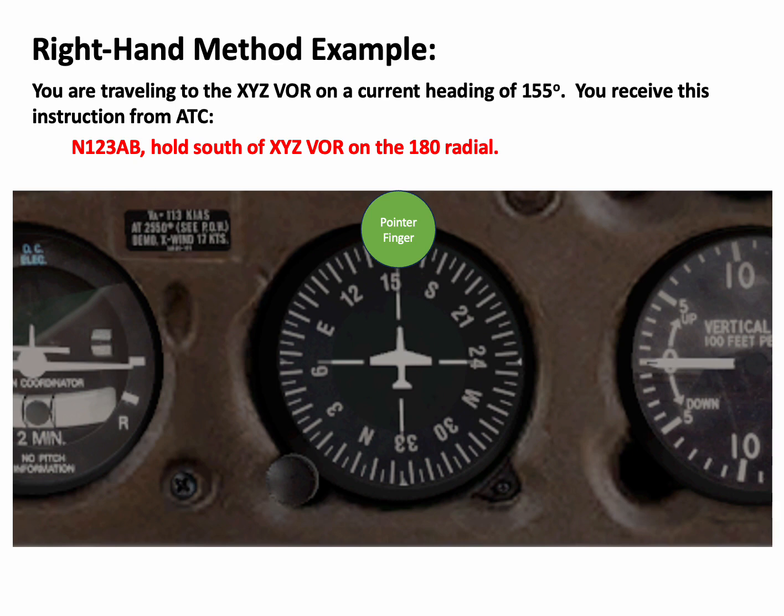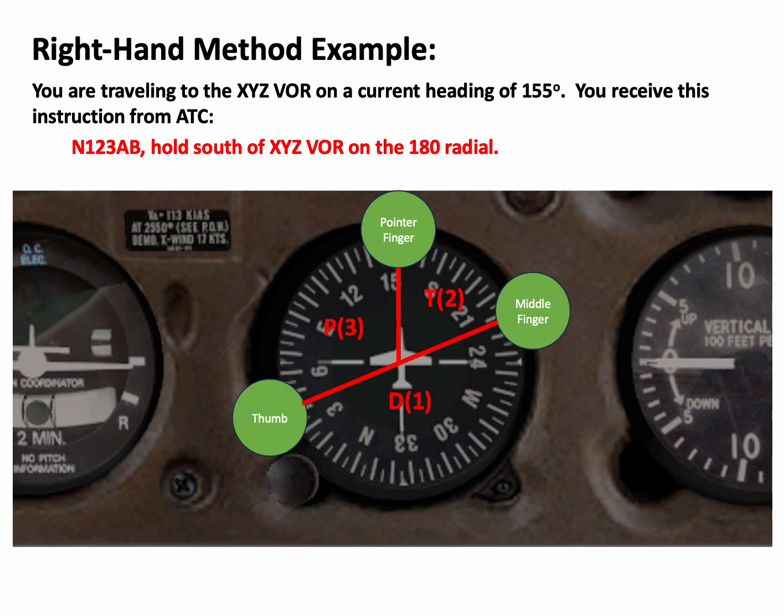Next, put your thumb 110 degrees to the left of your pointer finger. 155 minus 110 is 045. Now, put your middle finger 70 degrees to the right of your pointer finger. 155 plus 70 is 225. Now find your outbound course, 180. You can see that your outbound course is in the teardrop section, so your hold entry is teardrop.